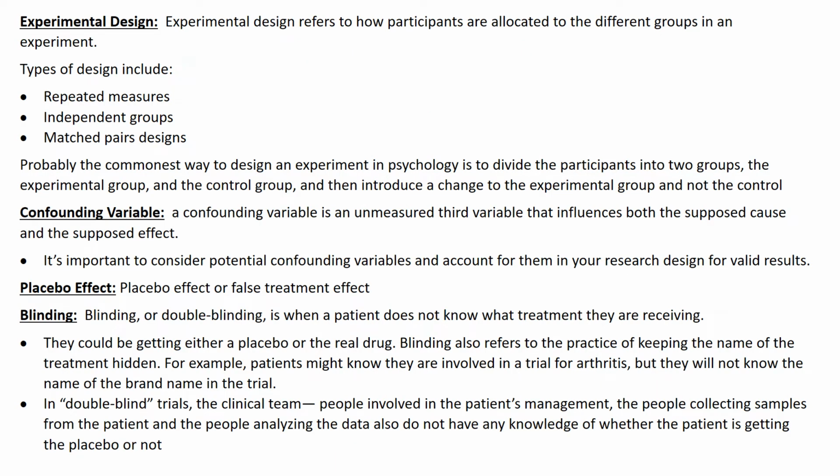Now, experimental design determines how we're going to do the experiment in the first place and control it as best we can. Repeated measures, do we have independent groups? And I'm going to show you these in a moment here. The most common way is actually to divide into 2 groups. One gets a placebo and one gets the actual medicine, or one is experimental, one's a control group.